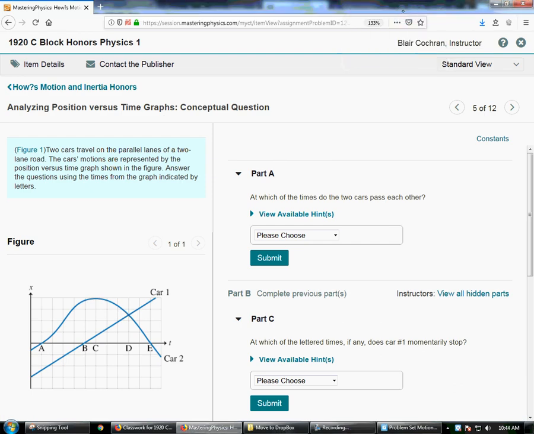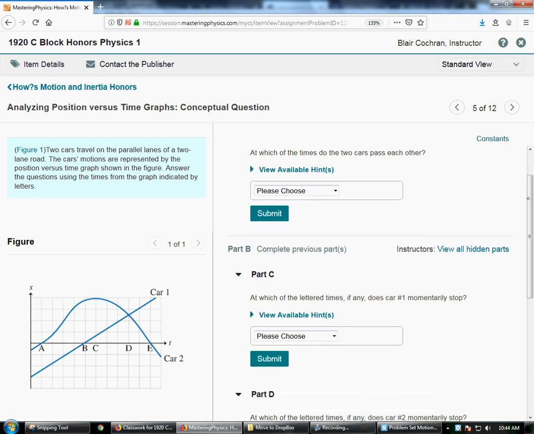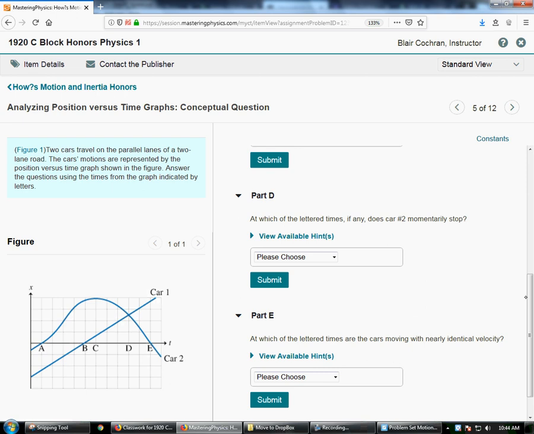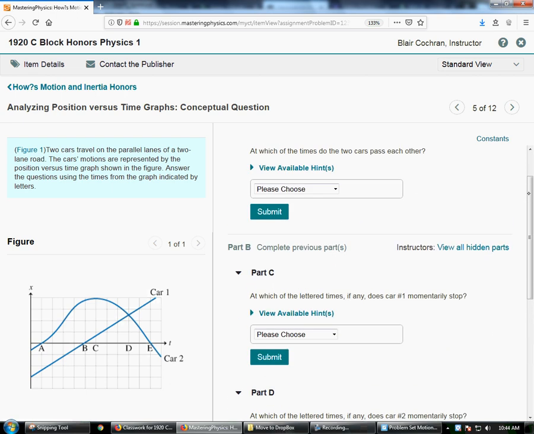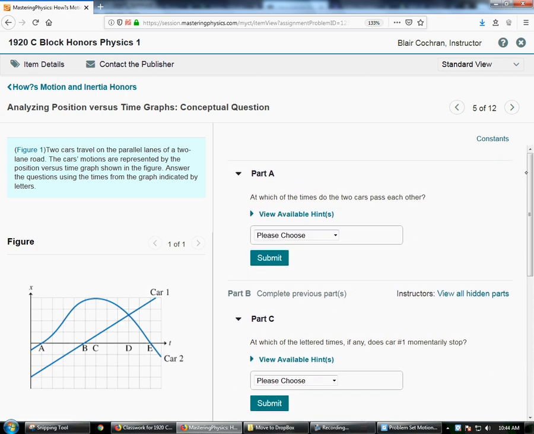All right, on to number 5. We've got 2 cars traveling parallel on a 2-lane road. Choose the first graph to show the figure and answer the question, using times from the graph indicated by the letters. So we want to write up our y for this, thinking about the meaning of the terms in the question. At which times do the 2 cars pass each other?